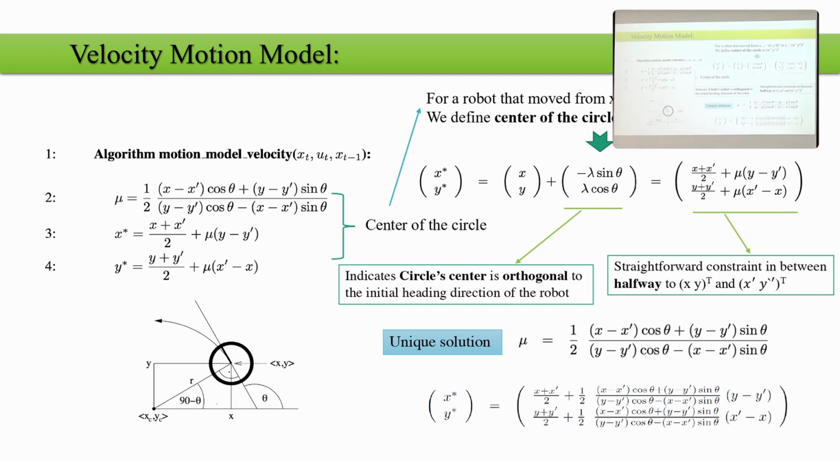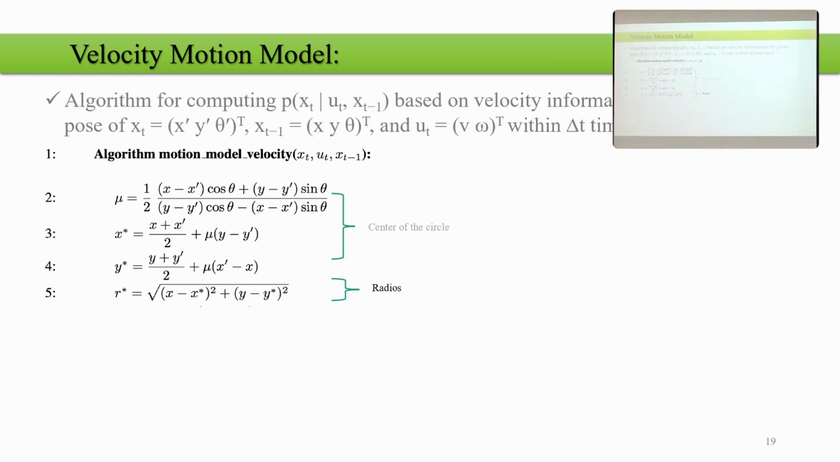So if you find the center of the circle, we cover most of the path here. Then finding the other things will be easier. How? Let's go step by step. First of all, we need to find the radius. After finding the center here, you can find the radius. Here we represent it as r. What is it? It is a simple Euclidean distance.